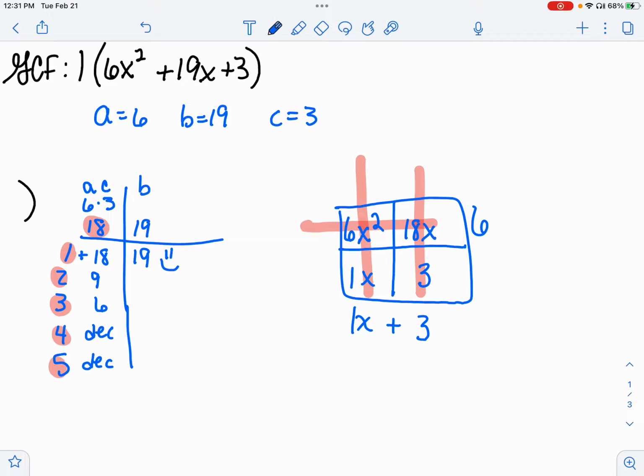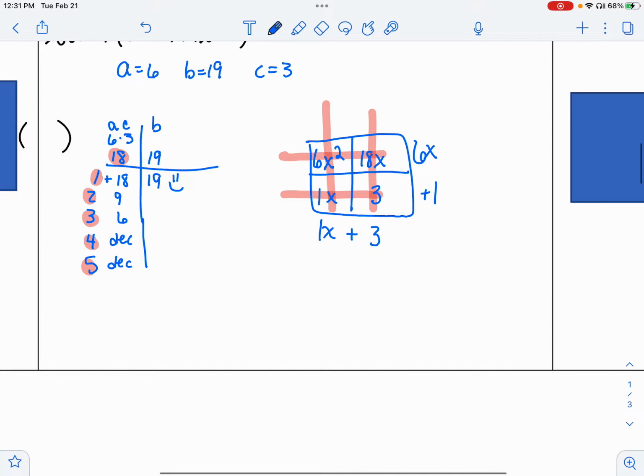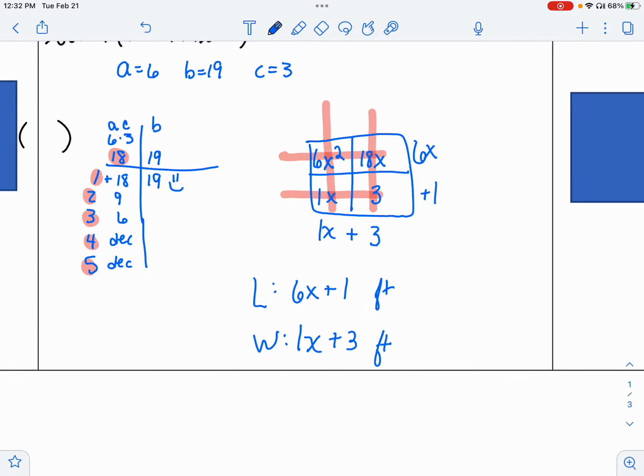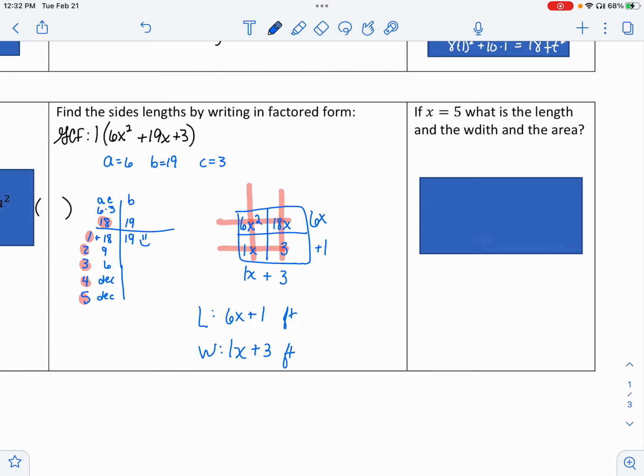The GCF here is a 6 and an x. And the GCF in here is just a plain old 1 and not an x, because the 3 doesn't have an x. So when I say my length and my width, my length could be the 6x plus 1, and my width could be the 1x plus 3. And those are in feet, just so you are aware. Okay. And now let's look over here. If x is 5, what is the length, and what is the width, and what is the area?